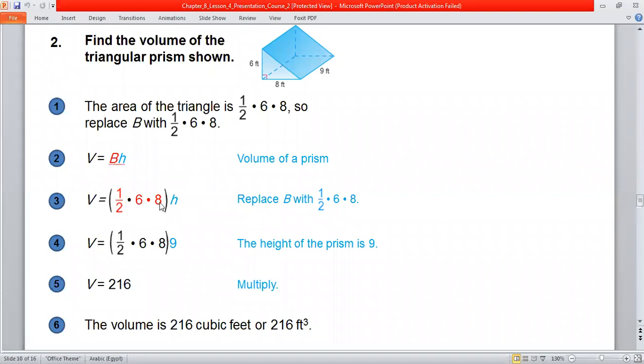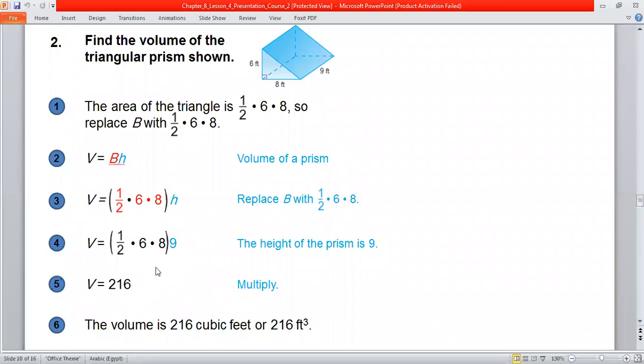So half times 6 by 8. Half of 6 by 8 means half of 48, and half of 48 equals 24. So I will multiply 24 by 9, the height. 24 by 9, if I multiply them together, mentally or by using a calculator, it gives me 216.